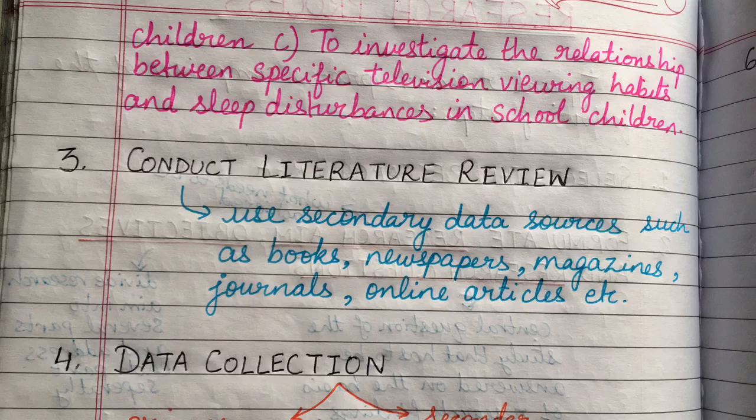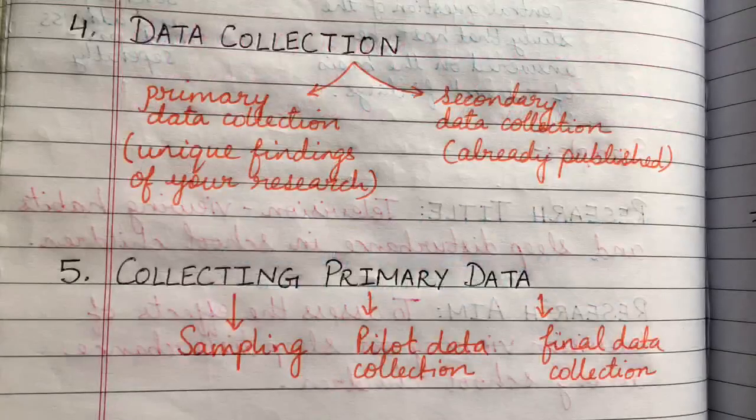And that is why literature review is important, to see what kind of work on this research question has been done before. So you will conduct the main part of the literature review after your research aim and objectives have been defined, and you will use various kinds of secondary data sources for that, such as books, newspapers, magazines, journals, online articles.